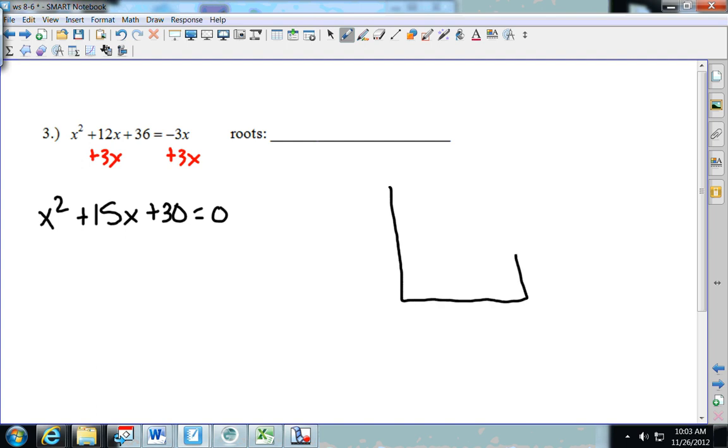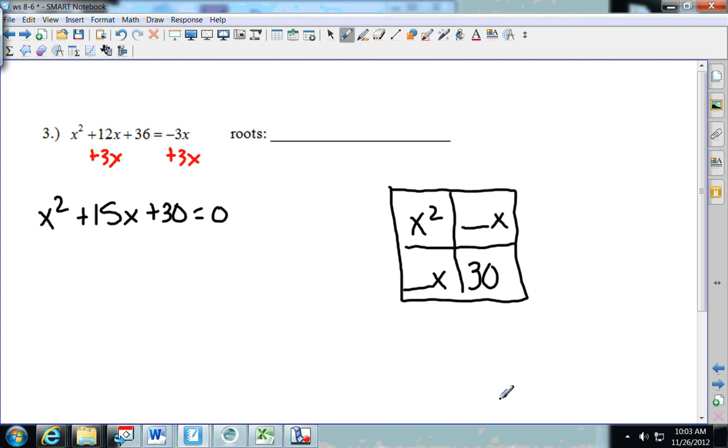So I'm going to start here, make my box. What goes in the upper left-hand corner? X squared. Bottom right, plus 36. I can't read my own writing. Yes, thank you, it's 36. Plus 36. That might make our answer better.